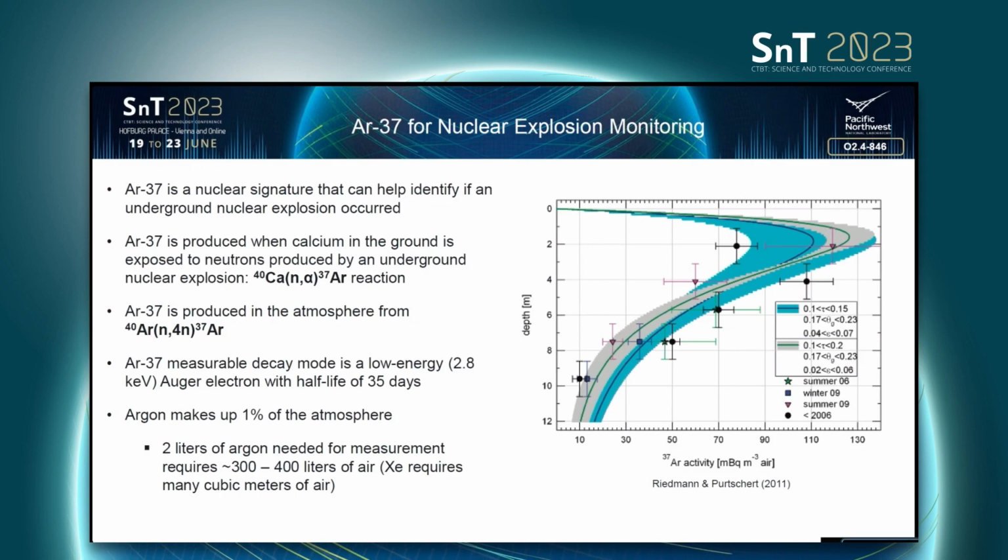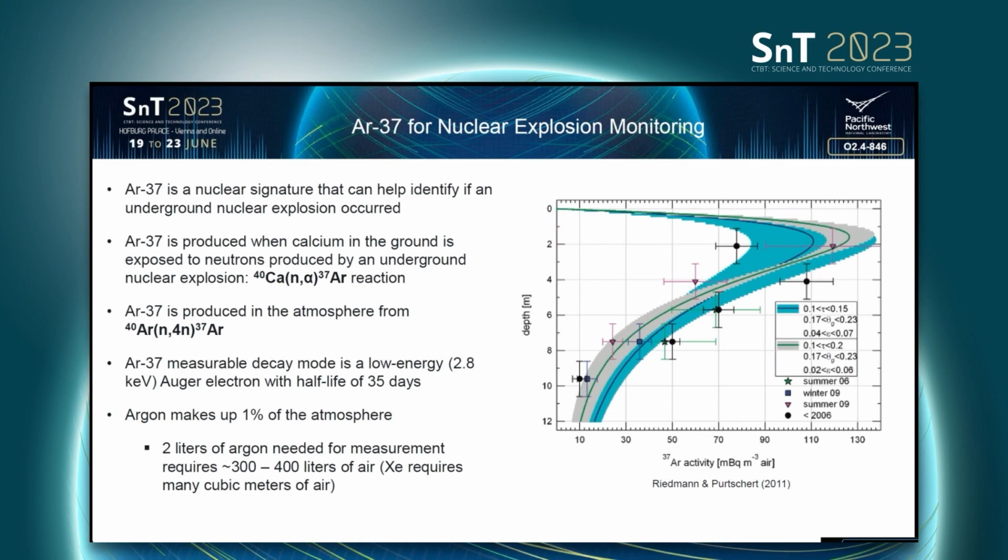It's a hard isotope to measure. It's got a 2.8 keV Auger electron. Typically it's done underground to get rid of a lot of the background noise, so you can get that very low energy peak measured. And there's a lot in the atmosphere, even though for our system we need about 2 liters of argon for the measurement. It takes about 300 to 400 liters of air to process it, so it's not a lot of air to get an argon measurement.